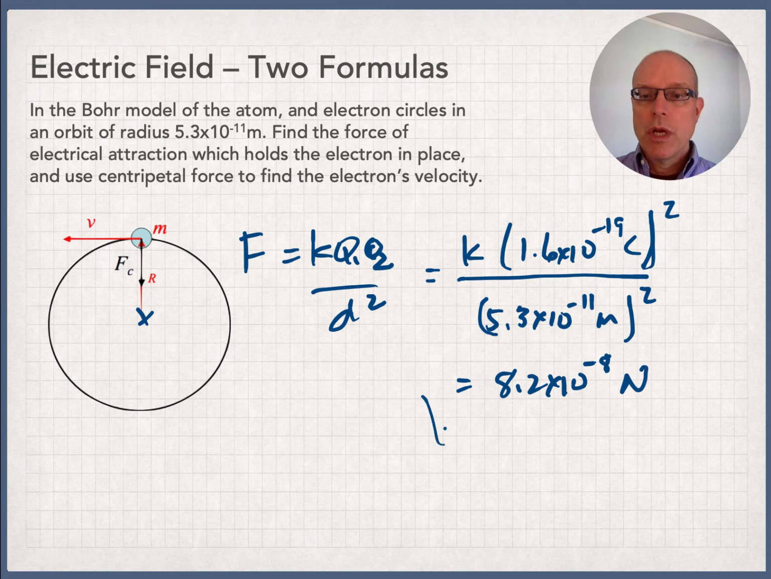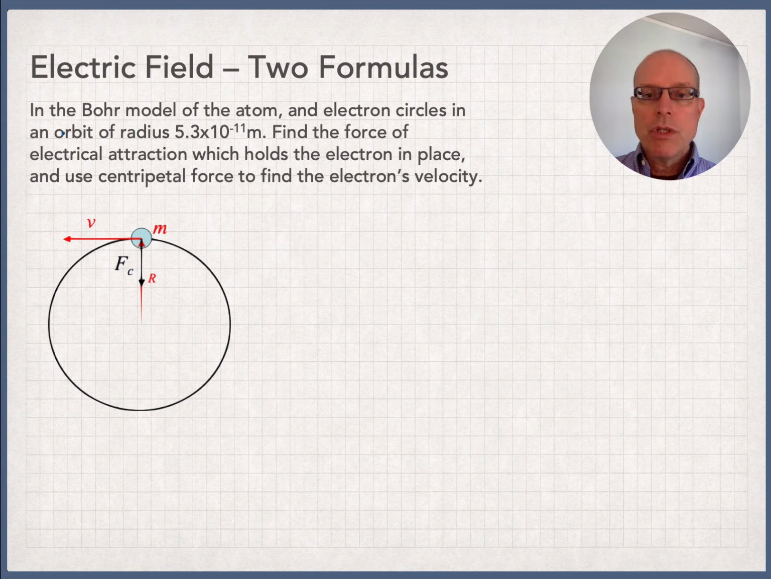Okay, so here's the first answer that we were looking for. We've got the force of attraction now, and what we'll do is flip the page here and see if we can use that to figure out the velocity of the electron. So we had 8.2 times 10 to the minus 8 newtons. Where does that connect with Physics 1?